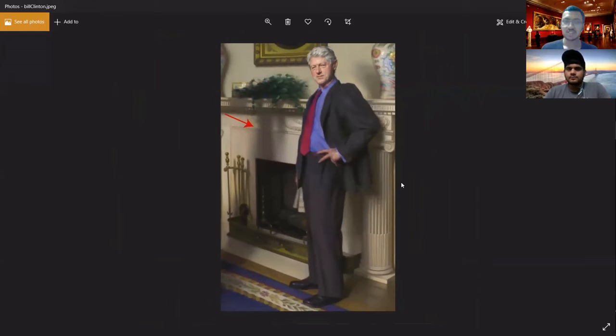This is from 2006. Now, how did Bill Clinton die, by the way? Do you remember? Is he dead?